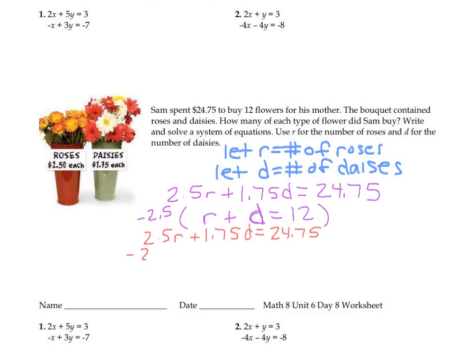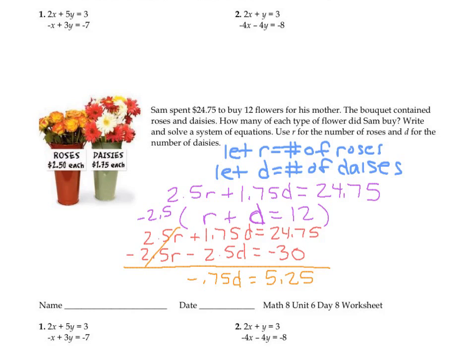So we get negative 2.5R minus 2.5D equals, and then we need negative 2.5 times 12, which is negative 30. And then we want to do our elimination. So we can cancel our 2.5R with our negative 2.5R, and then we can add through. So 1.75D minus 2.5D is negative 0.75D, which we can use our calculator to find. And 24.75 minus 30 is negative 5.25.